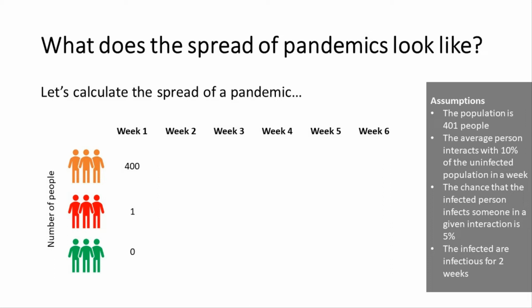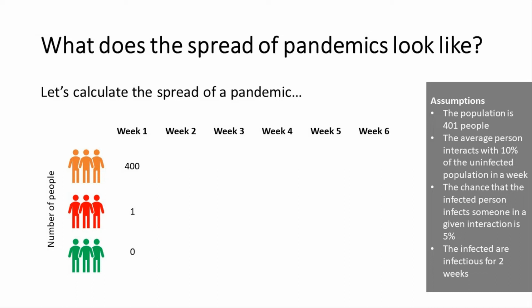I've put a few assumptions that we made in the last video down the right hand side here. So we're assuming a population of 401 people. The average person interacts with 10% of the uninfected population in a week, and the chance that the infected person infects someone in a given interaction is 5%. We're also going to assume that the infected people are infectious for 2 weeks.